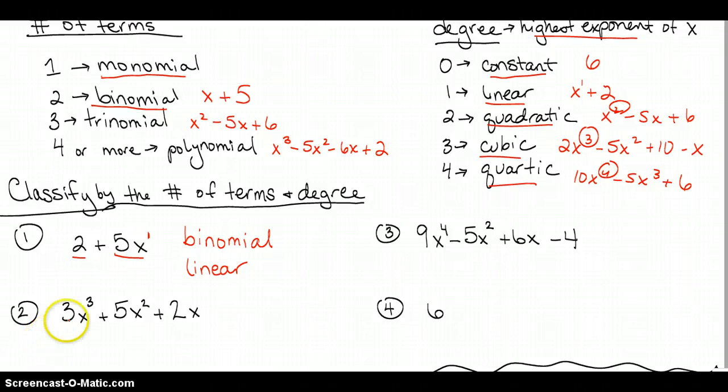Number 2, we have 1, 2, 3 terms being added together. 3 terms is a trinomial.